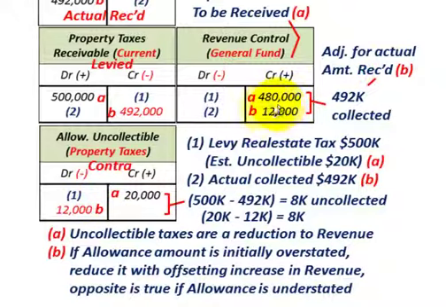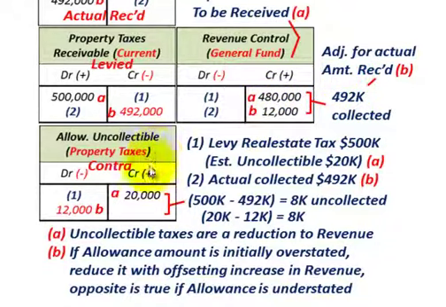And then our credit is going to go to revenues control for $12,000. That's going to bring us up to the total amount of $492,000 collected. The $480,000 is the initial amount that we estimated we were expected to collect, and then the adjustment for the actual amount received of $492,000. So we get the $480,000 plus the $12,000, which brings us up to $492,000.